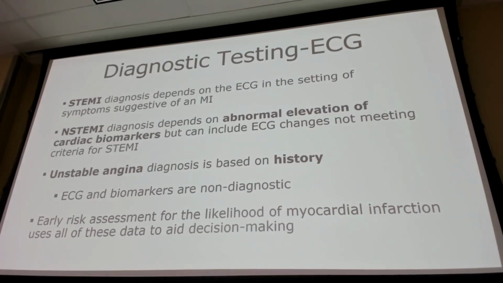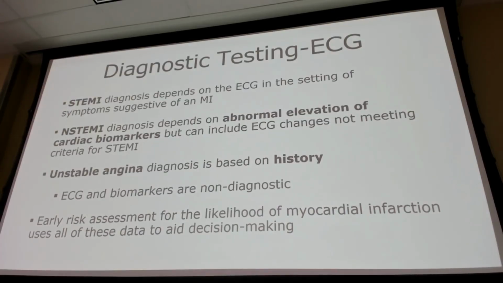All right, so like we've said, STEMI, they have EKG changes. And NSTEMI is they have some sort of elevation in their cardiac biomarker. So their troponin's elevated, but I don't see any ST elevation on that EKG. And then unstable angina is EKG and biomarkers are normal or non-diagnostic.